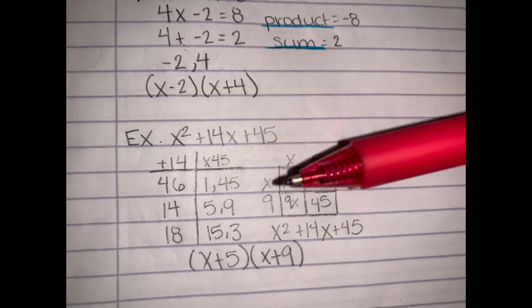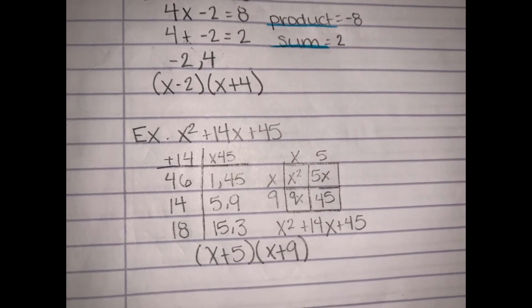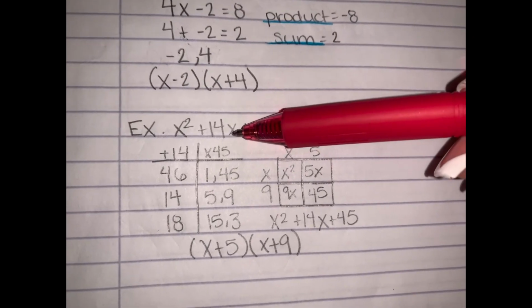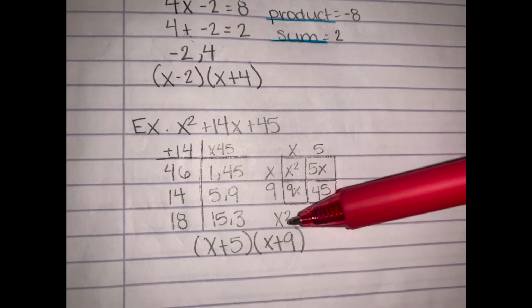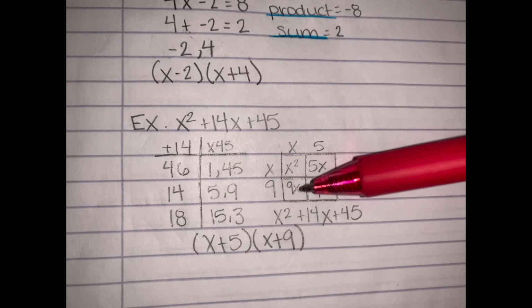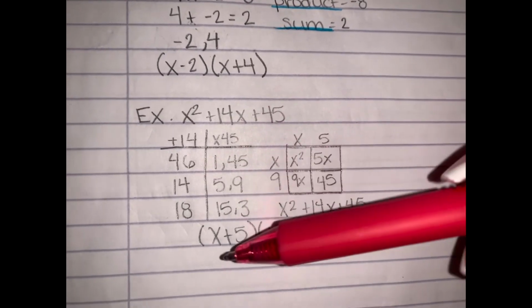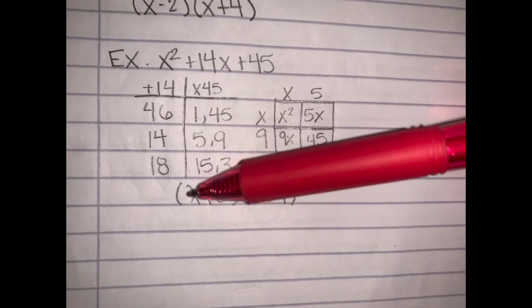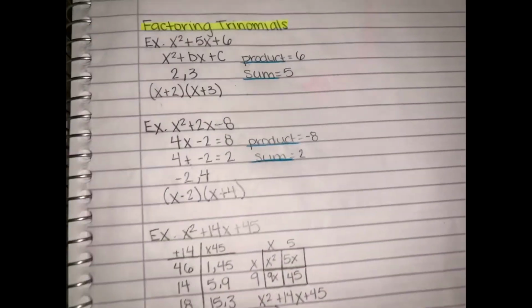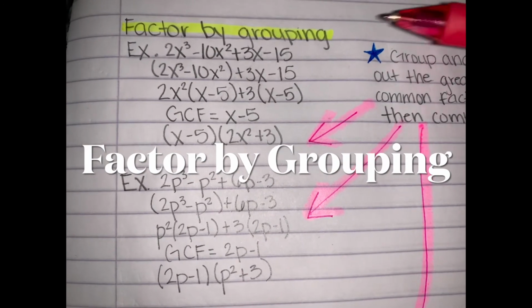I found a pair of integers whose product is c and whose sum is b. In this case, the product was 45 and the sum was 14, which factored out into being 5 and 9. And so I wrote the factored form using these integers, also found in the table using 5 and 9, and 14, so I got x plus 5 and then x plus 9 in parentheses for factoring trinomials. So for our last section, we have factor by grouping.